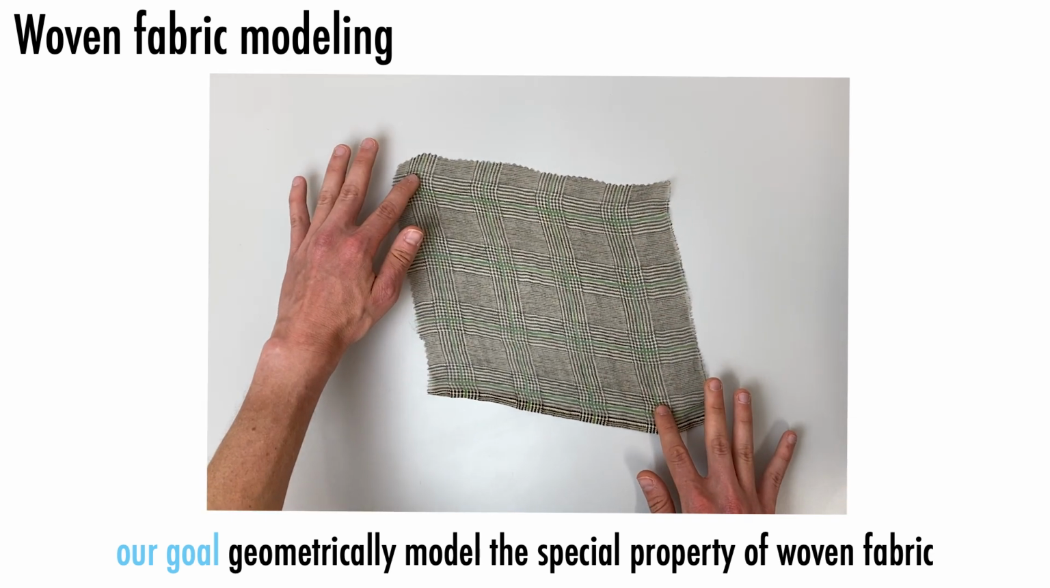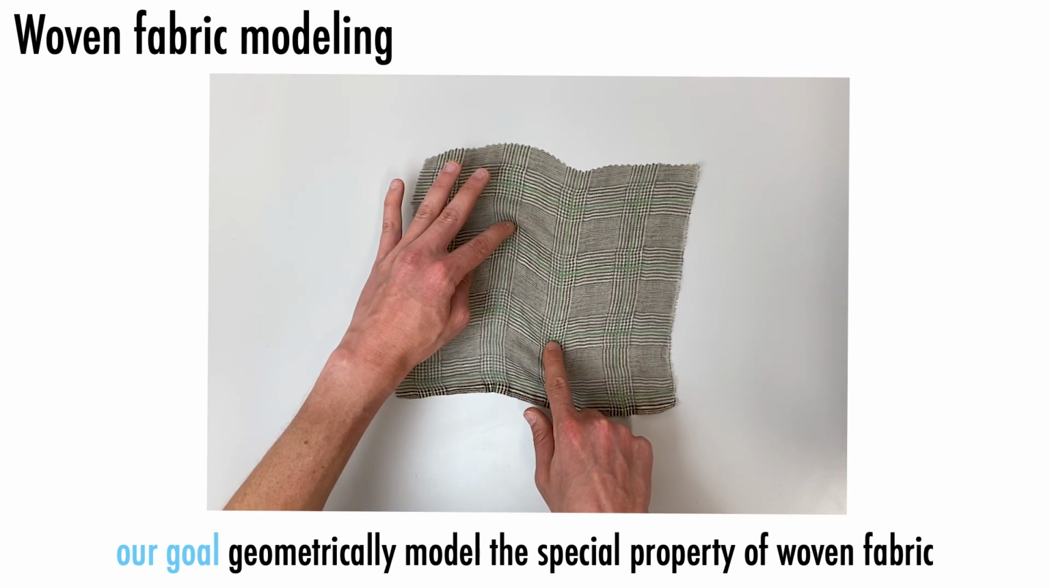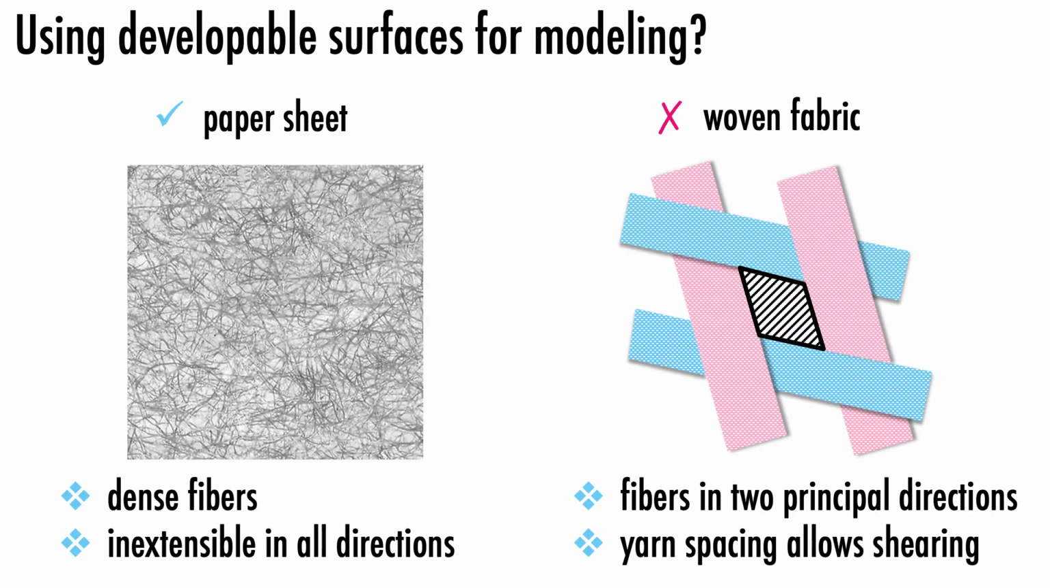We are interested in geometrically modeling the shearing deformation in the woven fabric. Fabric is commonly modeled as a developable surface using isometric parameterization, implicitly assuming that the fabric behaves similarly to a sheet of paper, which is inextensible in all directions and incapable of shearing. We therefore need a different model for woven fabric that permits shearing.